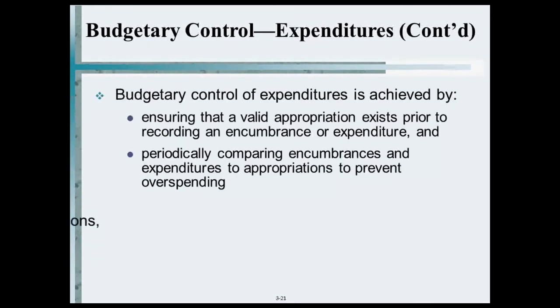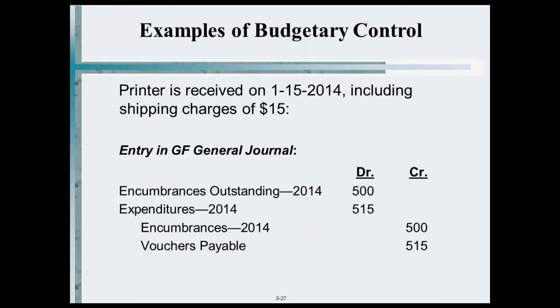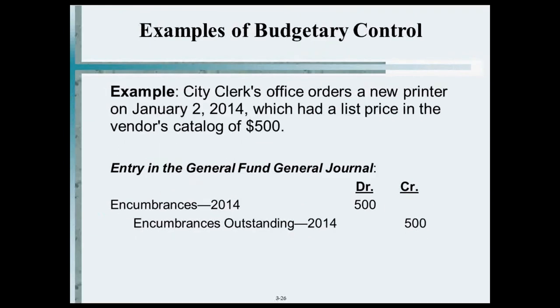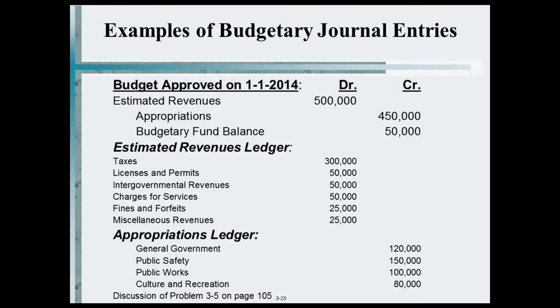You now need to know, this is your standard budget entry. Don't forget it. When you record the budget, what do you do? You debit revenue and credit appropriation, and the difference goes either way, whichever way it goes.